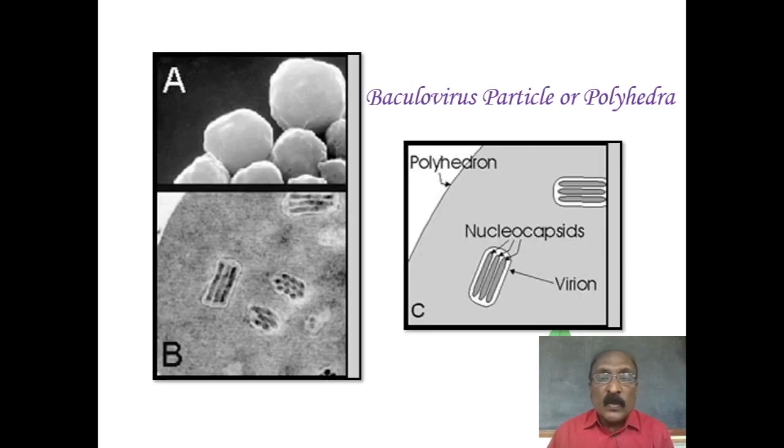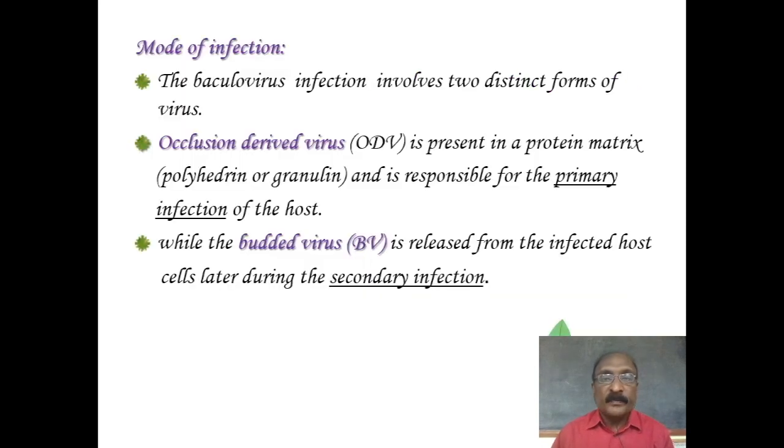This picture shows the electron microscopic structure of baculovirus, that is polyhedrosis virus. The polyhedron virus enters the cell, where it forms the nucleocapsid and a virion particle inside the epithelial cells of the insects.